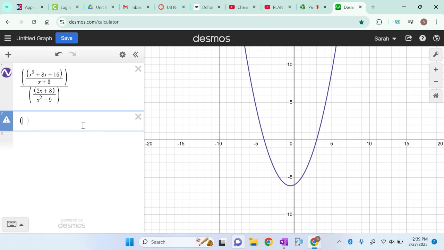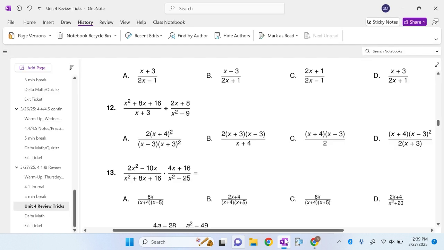Y'all watch. So it'll be (x plus 4) times (x minus 3) all over 2. Does it look like I have 2 graphs on there or 1? 1. They're the exact same. So guess what your answer is? C. That's what it means for a graph expression to be equivalent. All right. So your answer for 12 is C.